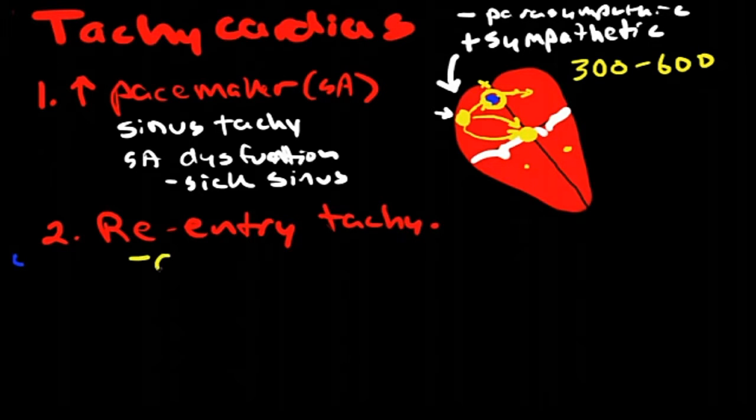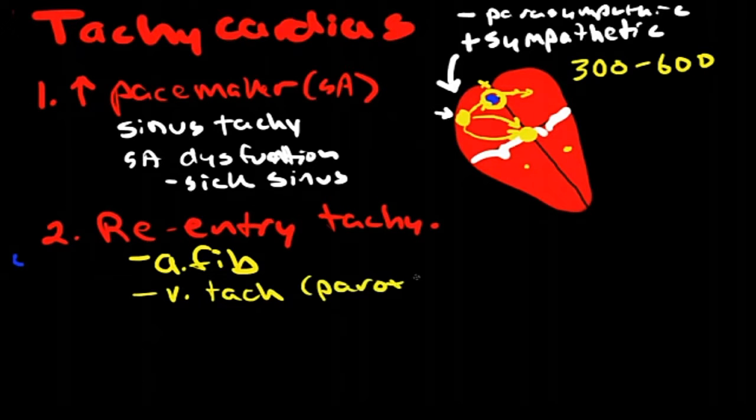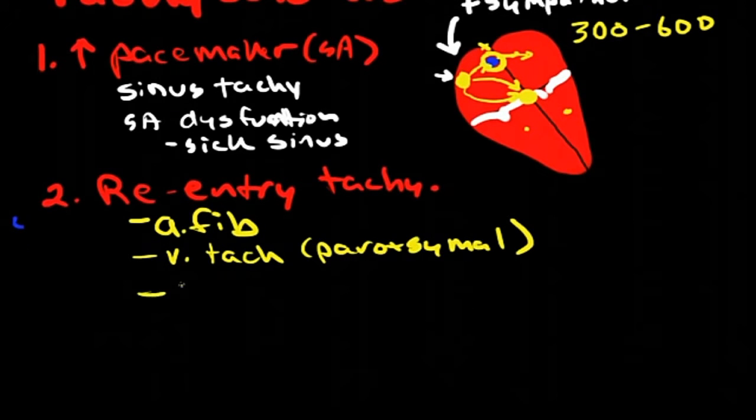So AFib. And then ventricular tachycardias can also be caused by that, and these tend to be paroxysmal. And another type of reentry tachycardia that's very famous is called Wolff-Parkinson-White Syndrome, or WPW.